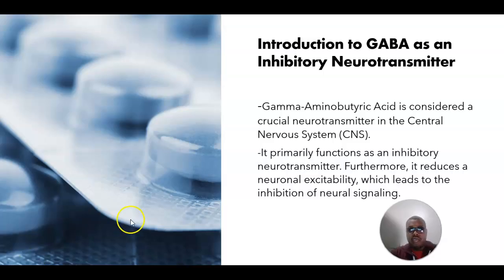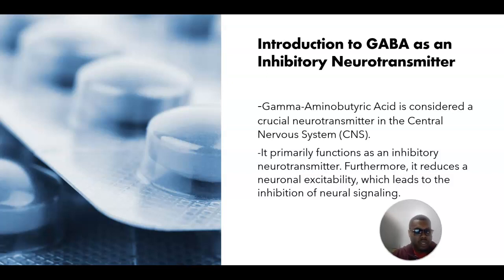But as I proceed, I want to talk about GABA, which is gamma-aminobutyric acid and is a crucial neurotransmitter in the central nervous system. It functions as an inhibitor of neurotransmitters. Basically, it reduces neuronal excitability, which leads to the inhibition of neural signaling. In other words, it's going to prevent the seizure by throwing off the neural excitability, throwing off the signaling. And once GABA throws off the signaling, the seizure will most likely be prevented.